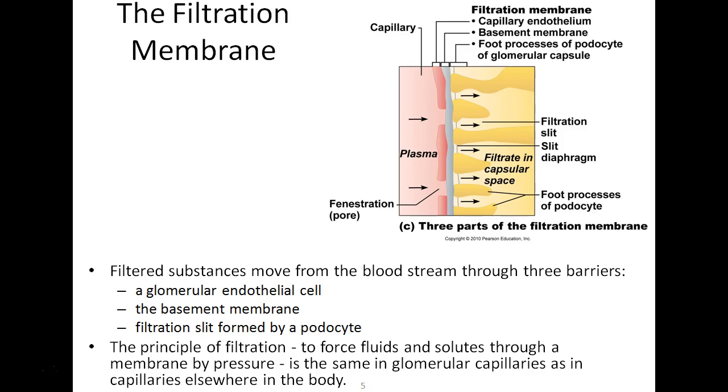Let's take a closer look now at that filtration membrane. If we observe the diagram in the upper right, we see that the capillary is shown on the left, and the capsular space in yellow is shown on the right. You might recall that we have filtration slits in that region, and we also have fenestration, those pores, in other words. So this filtration membrane is a porous, thin membrane, and it's also negatively charged. It's going to be formed by the glomerulus and the capsule.